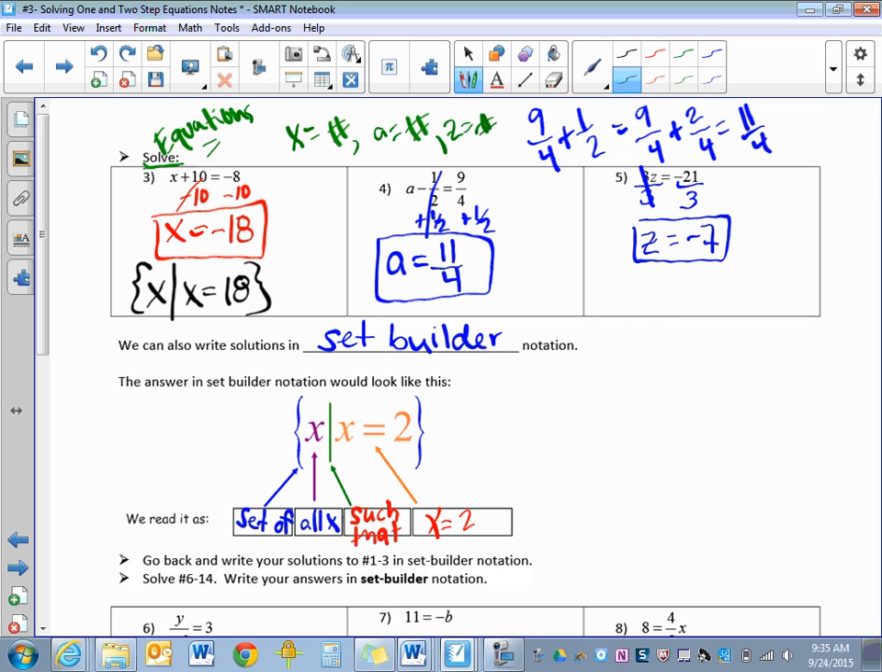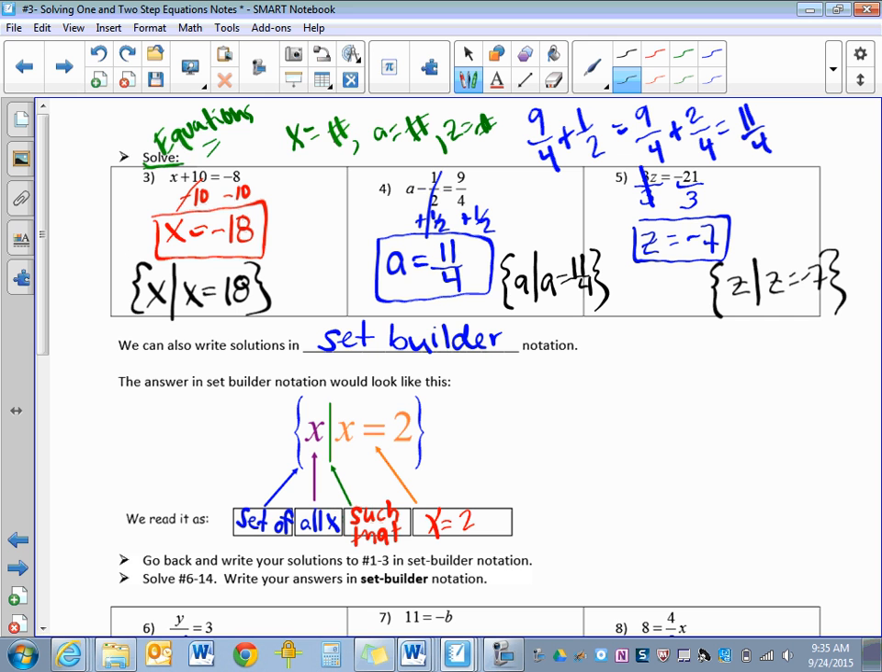So you just put x and a vertical line in front of it. So then for this one, a such that a equals 11/4. And my last one, the set of z such that z equals negative 7. That's how you write set builder notation. Alright, questions on that?